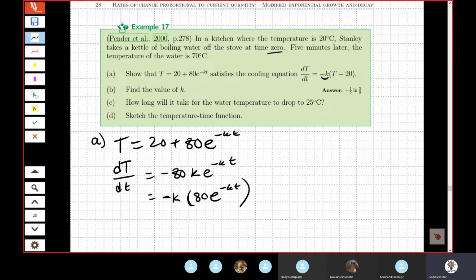And then can you see what 80e^(-kt) equals? dT on dt. Ooh, wait, 80e^(-kt). That would be T on 20. T minus 20 would equal 80e^(-kt). And then you're done.